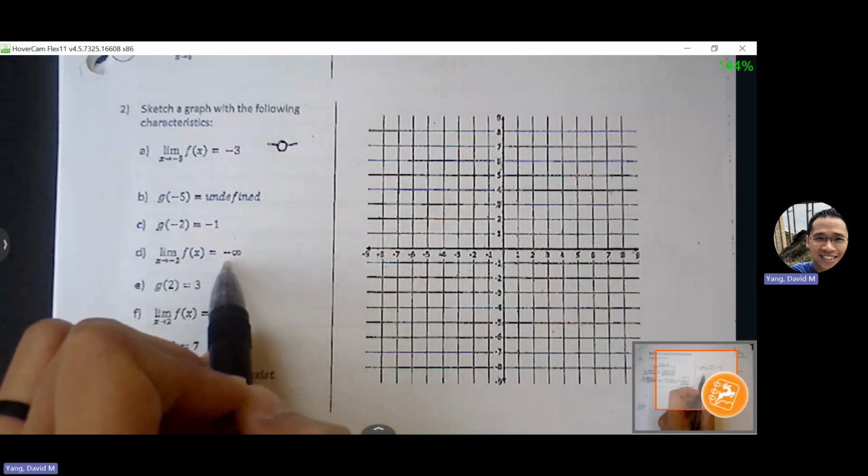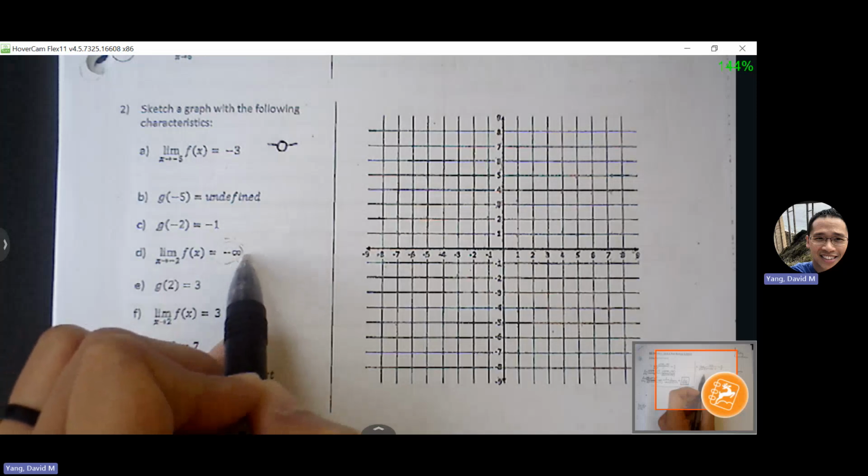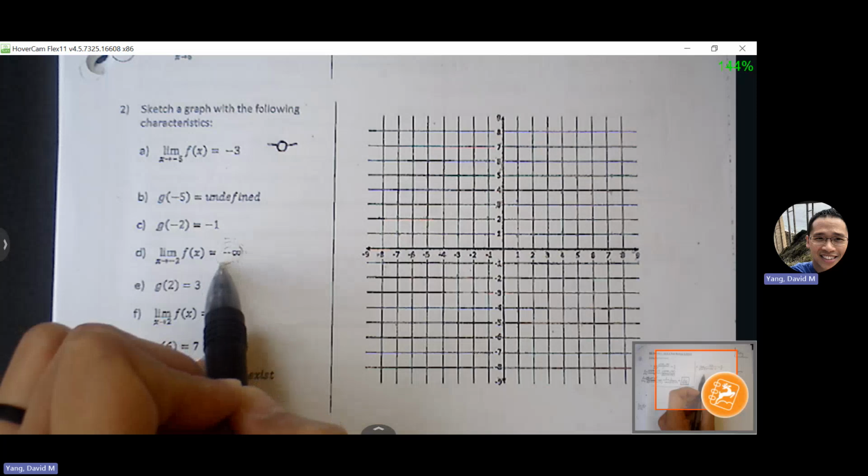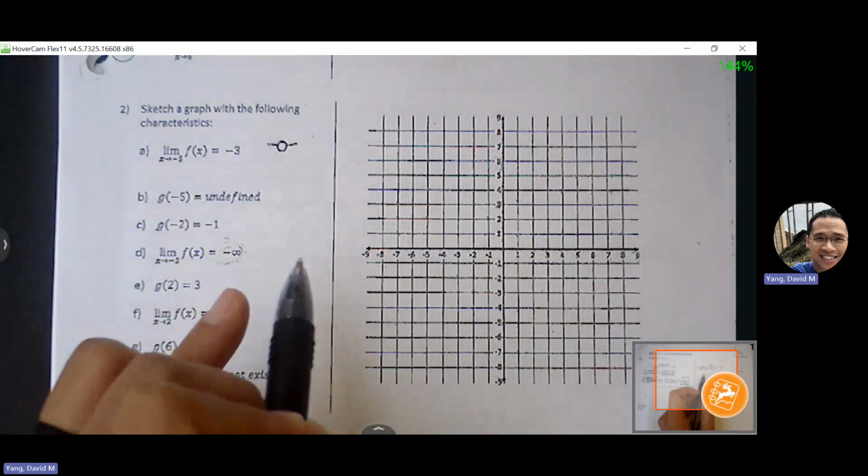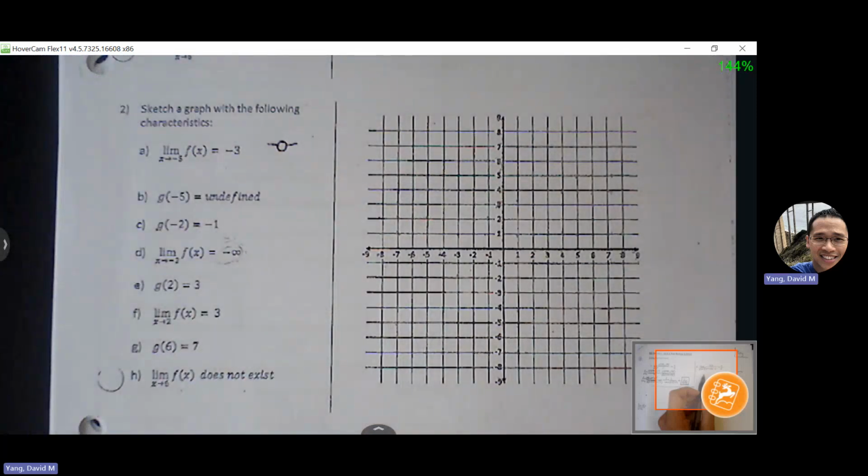And then if the limit is approaching negative or positive infinity, you know that must mean there's a vertical asymptote. But remember, this is a subcategory here. If you see positive or negative infinity, that means you need both. You need to have a consistent movement from both sides towards that same direction.